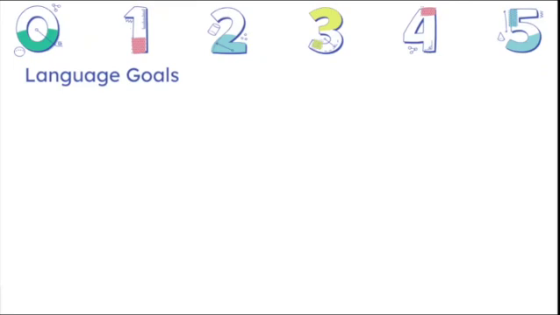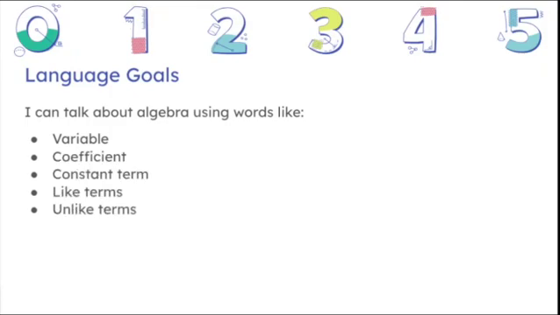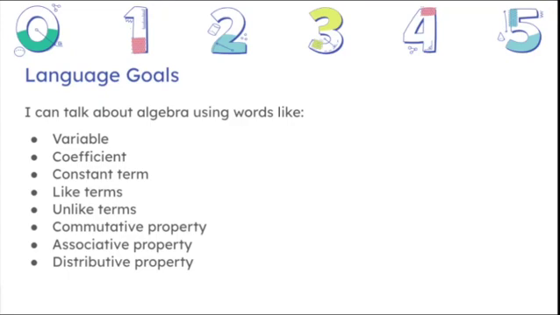And our language goals for this lesson are: I can talk about algebra using words like variable, coefficient, constant term, like terms, unlike terms, commutative property, associative property, and distributive property.